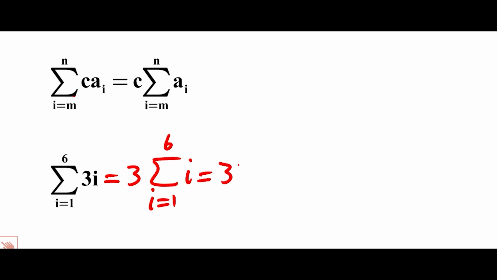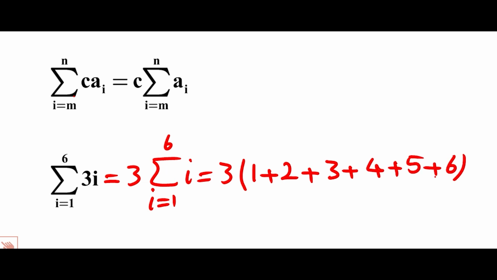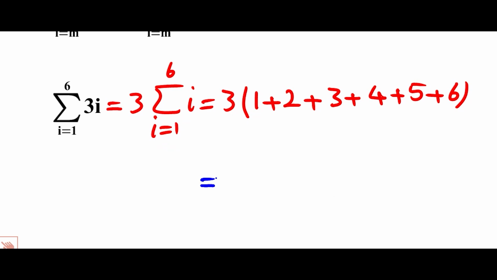So we have 3 times the sum of i from i equals 1 to 6, which equals 1 plus 2 plus 3 plus 4 plus 5 plus 6. So we have 3 times 21, so we have 63. So the sum of 3i from i equals 1 to 6 is 63.